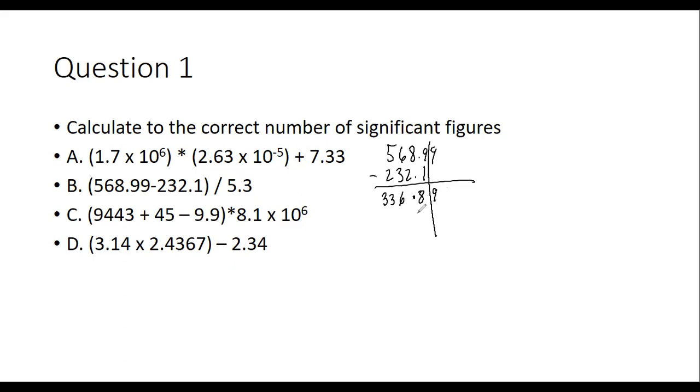What I'm going to do is I'm just going to make a note to myself and say, this is significant. Everything to the left is significant. So in total, this has 4 significant digits. That 9 is not.